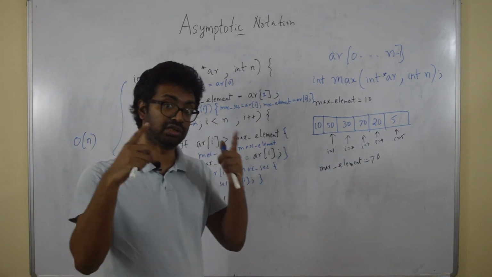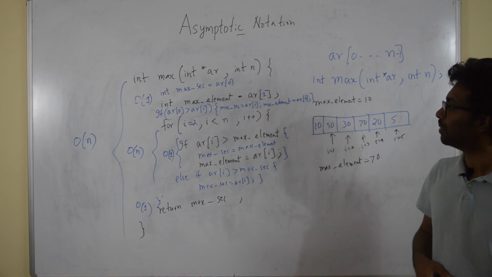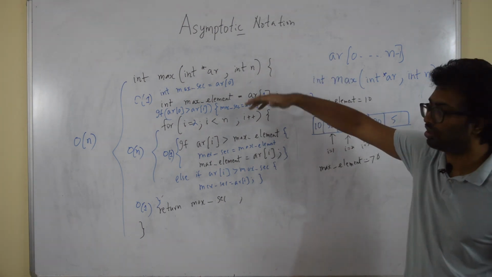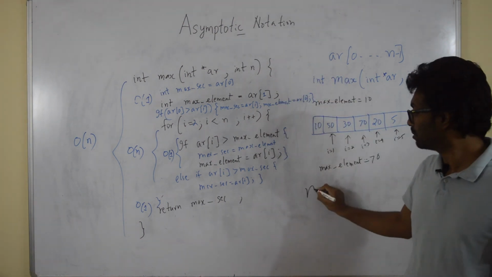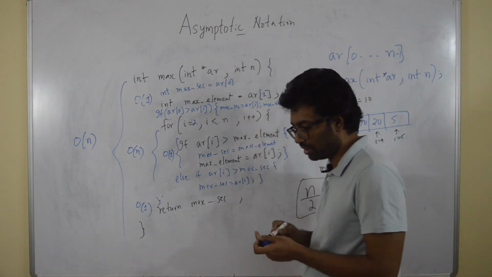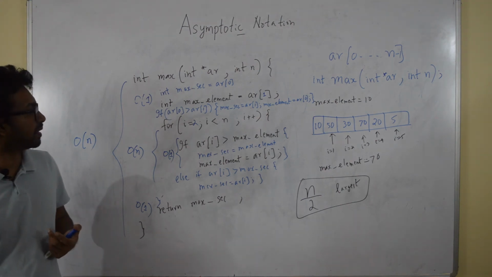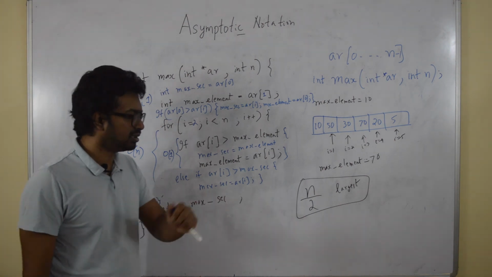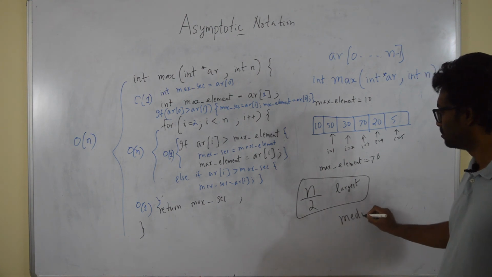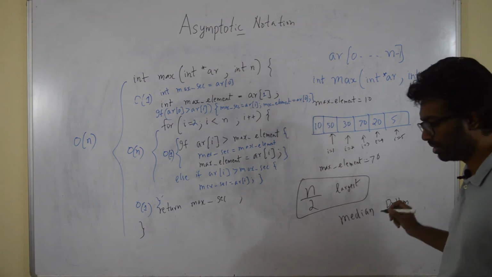Now here's a question you can think about. What if I wanted to find the n by 2 largest number? So this was the largest number, the second largest, the third largest, where we keep one more variable each time. What if I wanted to find the n by 2 largest? Very interesting question, you do it as an exercise. That's kind of the middle element in the array, and this is called the median problem: given an array, finding the median, the middle element in the array.